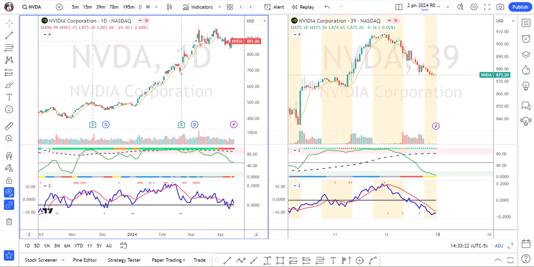I am typically a swing trader using primarily the daily chart for the higher time frame, 39-minute for the lower time frame. I typically use a combination of supply and demand trading or smart money concepts and a couple of indicators that I have developed for myself.